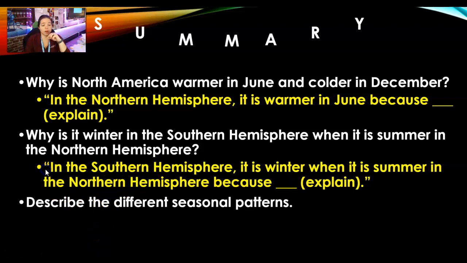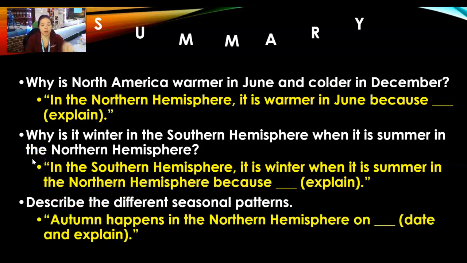Describe the different seasonal patterns. Autumn happens in the Northern Hemisphere and this is going to be September 22nd. It is an equinox. Same with the spring equinox, meaning equal daylight and nighttime. Whereas winter, longer rays, shorter daylight. Summer, longer days, shorter angle.